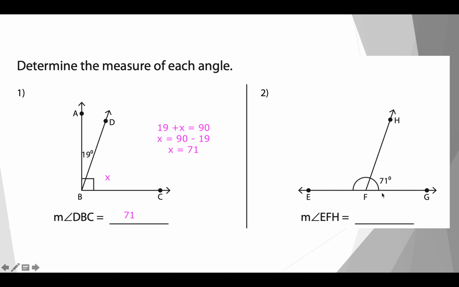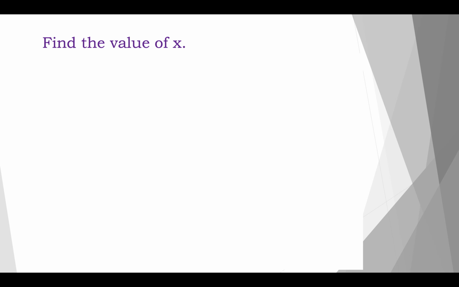Here, this forms a straight line, which means it is linear pair, or you can say they are supplementary. So, first take EFH as a variable, then form the equation which is x plus 71 equal 180, then subtract 71 from both sides, so it will be 109. So, measure of angle EFH equal to 109. Okay, let's go to the different type of question.